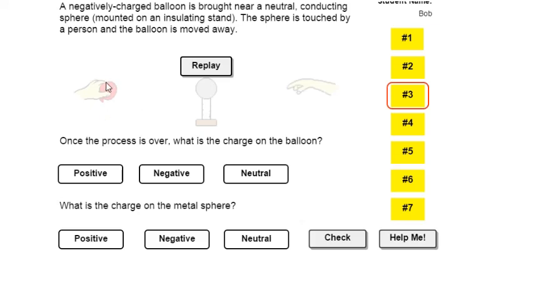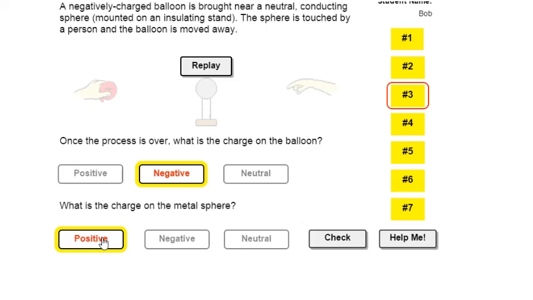Well, notice the balloon never touched anything. So it had an excess of negative charges to begin with, and that hasn't changed. So the charge on the balloon is still negative. It didn't come into contact. And then what's the charge on the metal sphere? Well, it is positive. So notice we started out with a neutral metal sphere, and we caused it to become positive, not by coming into contact with it with a charged object. It wasn't conduction that caused the change in this sphere's charge.